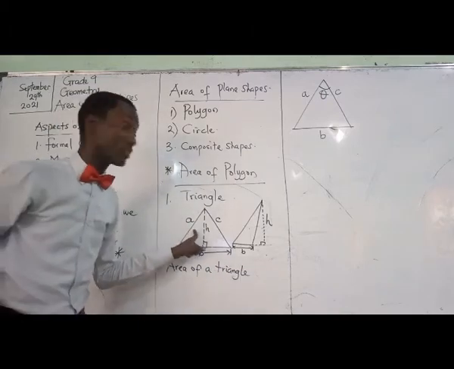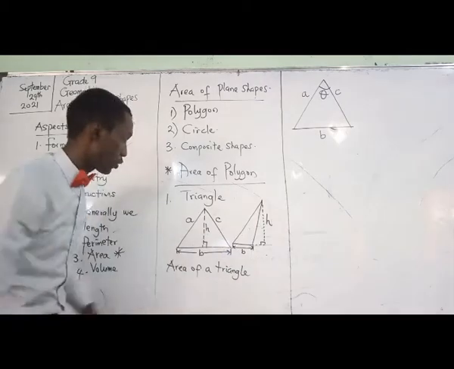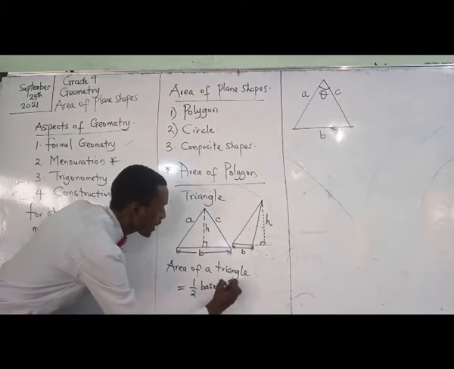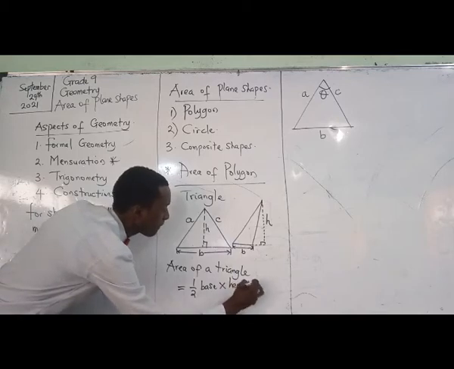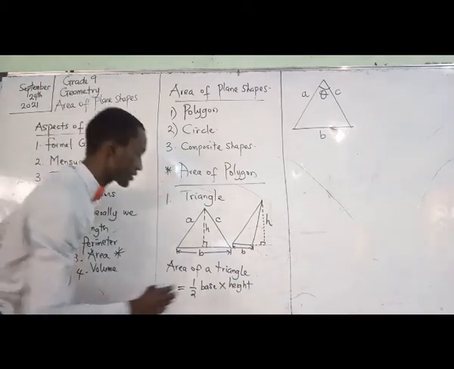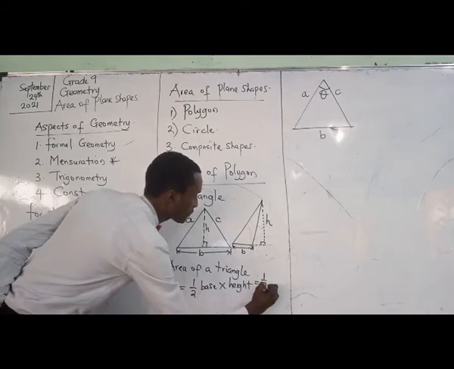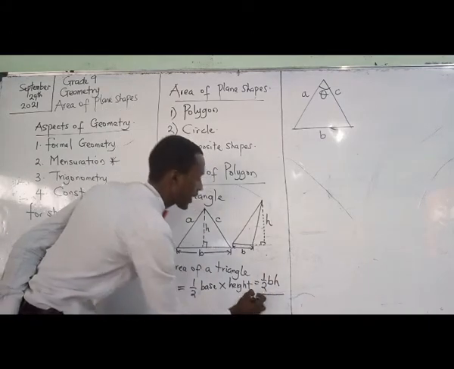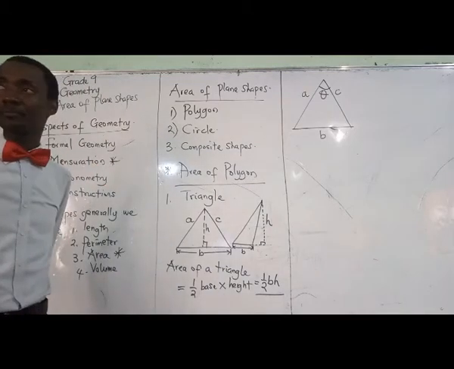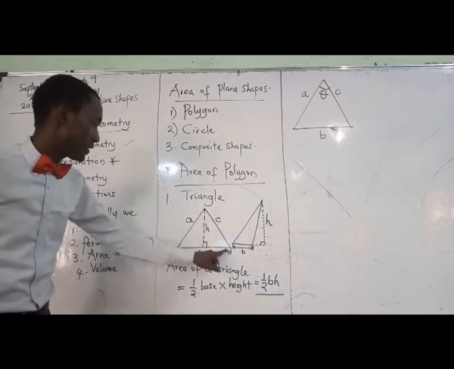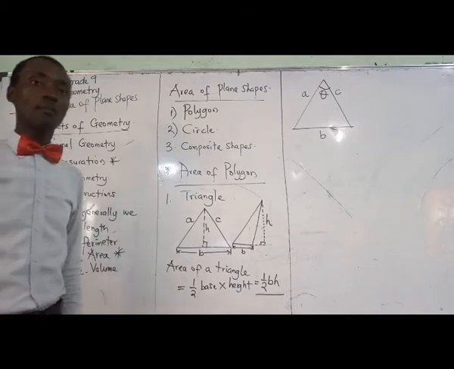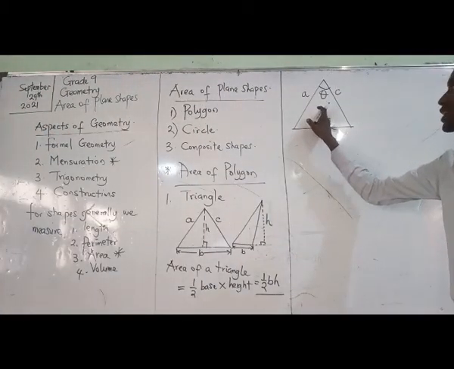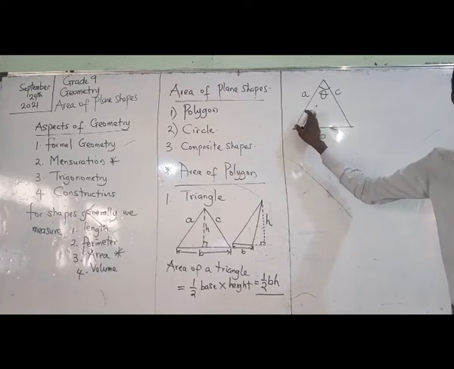whether you're considering this or this, will be what? Half the base times the height. Half the base times the height, which will be what? Half B times H. And that will take care of that one. Half the base times this height. Well, let's look at this one, because I want you to remember that we can also look for the area of this.